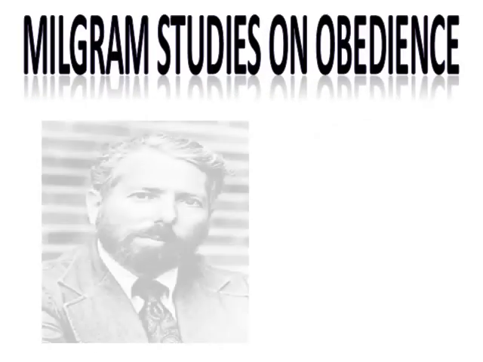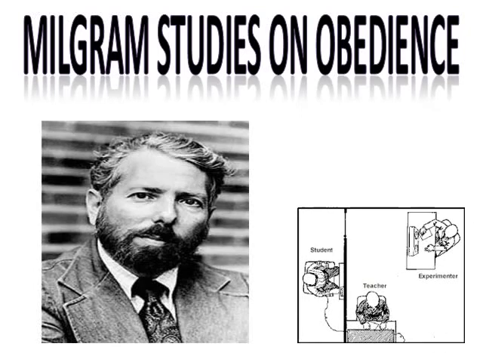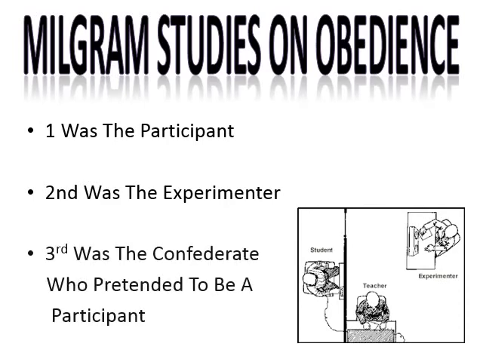One of the most famous experiments of obedience was done by Stanley Milgram. Milgram ran a series of experiments in the 1960s. He had citizens sign up thinking this was an experiment on learning and memory. Three people were involved. One was the participant, second was the experimenter, and third was the Confederate who pretended to be a participant. Through a rigged draw, the participant would always be the teacher, and the Confederate would always be the learner.